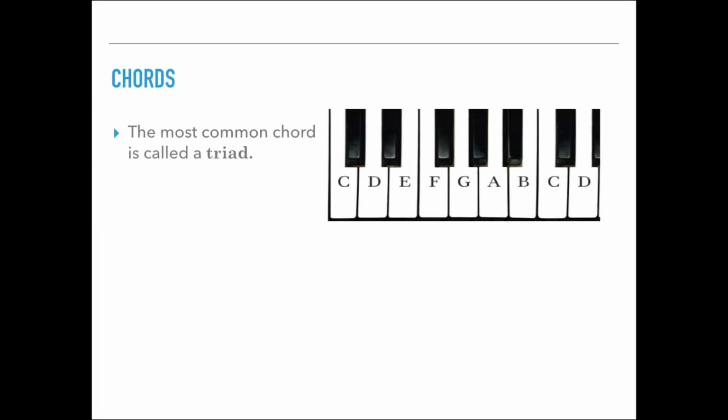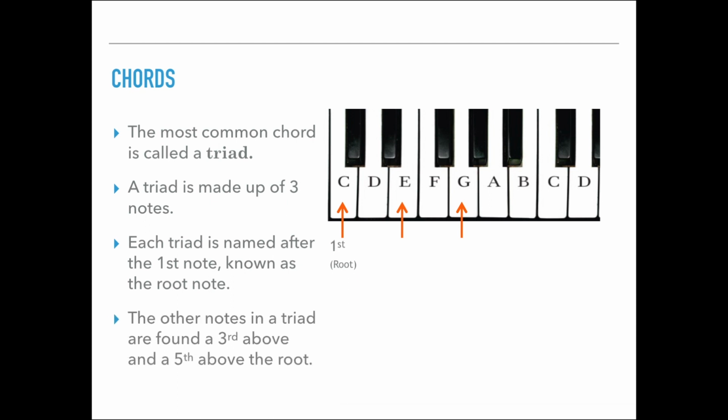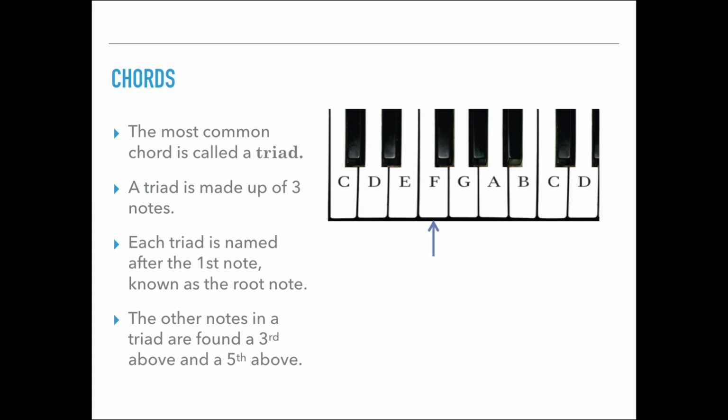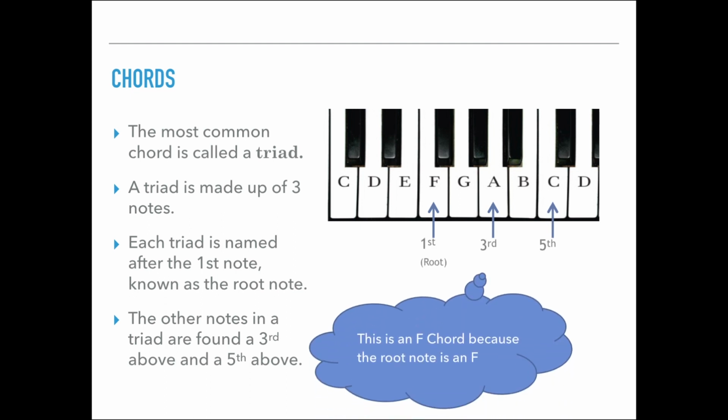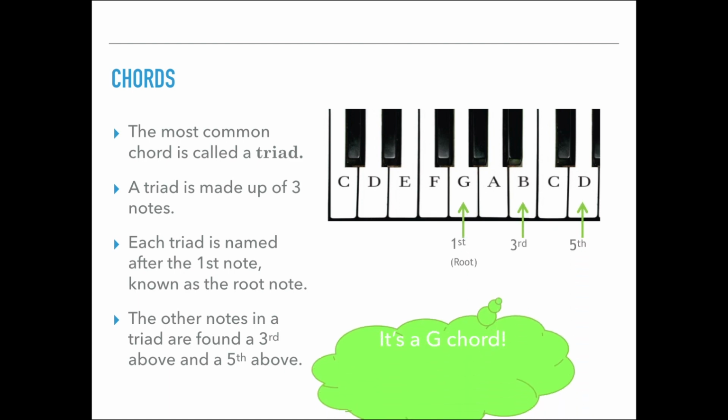So chords, as we've just looked at, the most common chord is called a triad, and this is made up of 3 notes. Each triad is named after the first note, known as the root note. And the other notes in the triad are found a 3rd above and a 5th above the root. So this chord is called C, because the root is C. If we were to translate those notes up to F, the root now is F, so it's the F chord. And the same with G. Now this is the G chord.